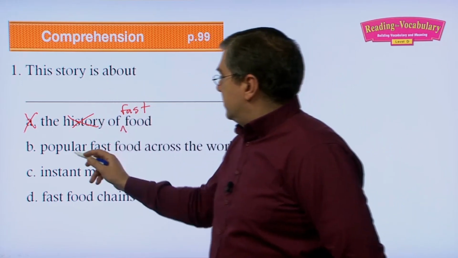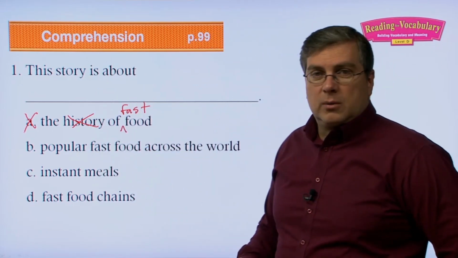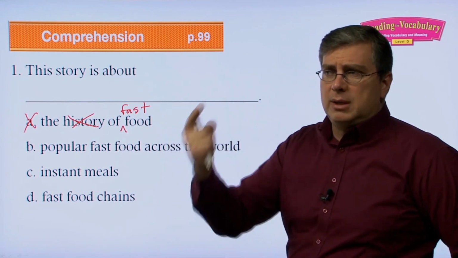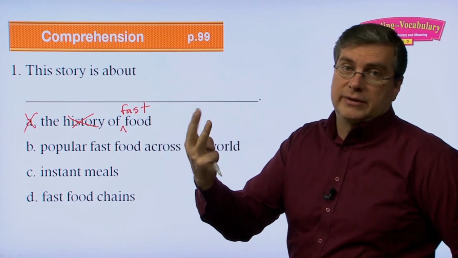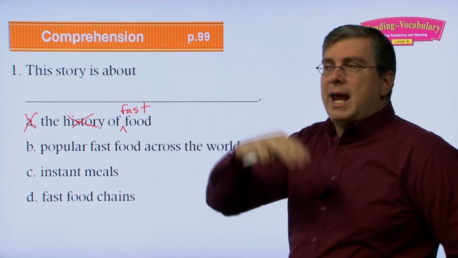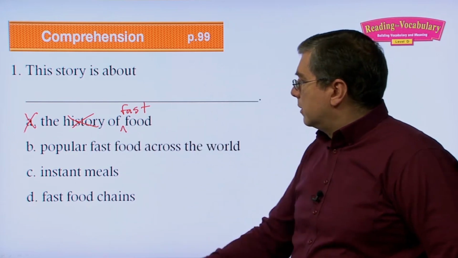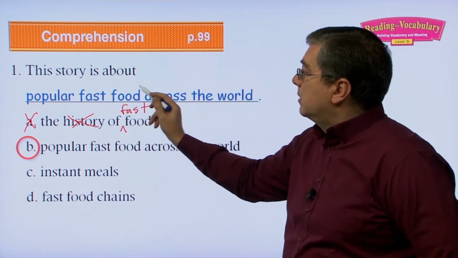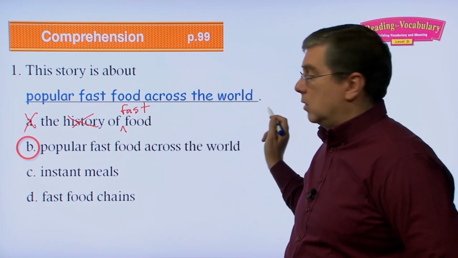B, this story is about popular fast food across the world. Well, think about that. The passage was about ramen, pizza, and hamburgers, not necessarily in that order, but it was about those three types of fast food and how popular they are around the world. So that fits. B is our answer. This story is about popular fast food across the world.